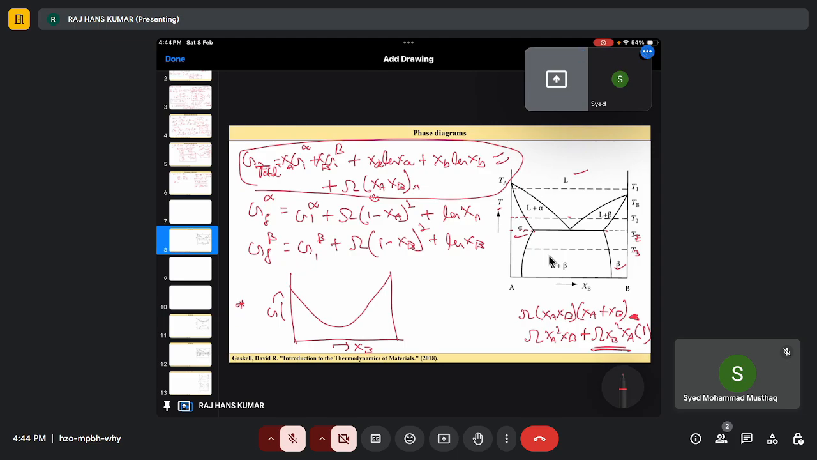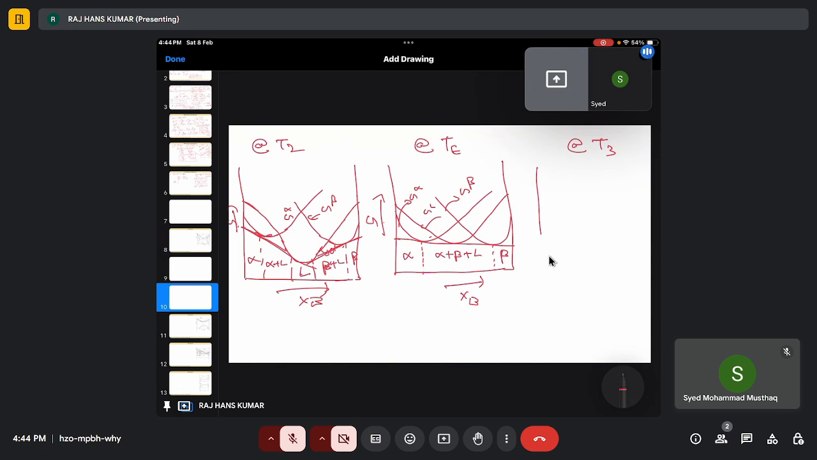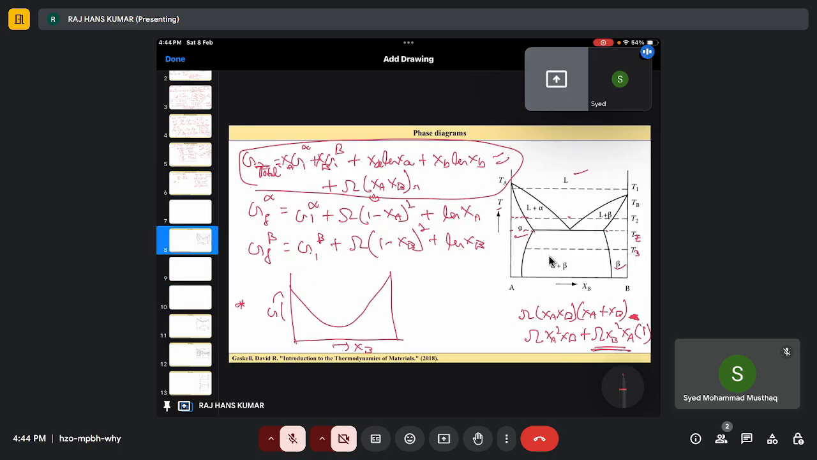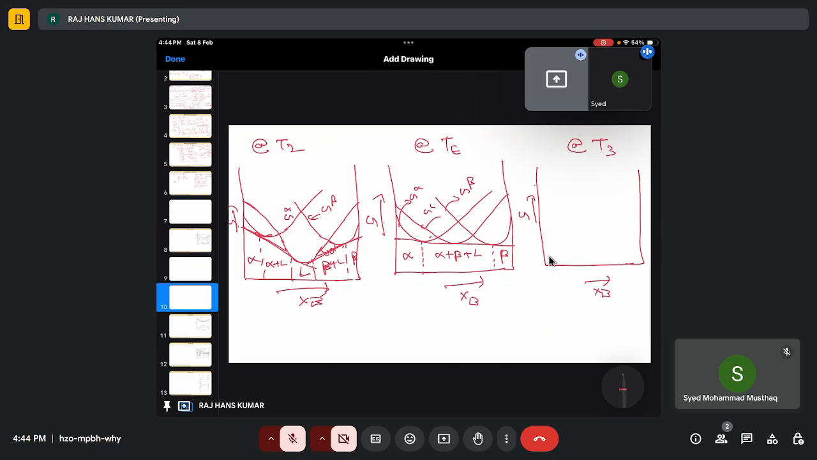Okay. Now finally to the T3. This one is rather simple compared to all other diagrams, right? Because there is no liquid here that is stable. Yeah, you can see liquid has moved up a lot. This is my G liquid. Now I have my G alpha and also my G beta.